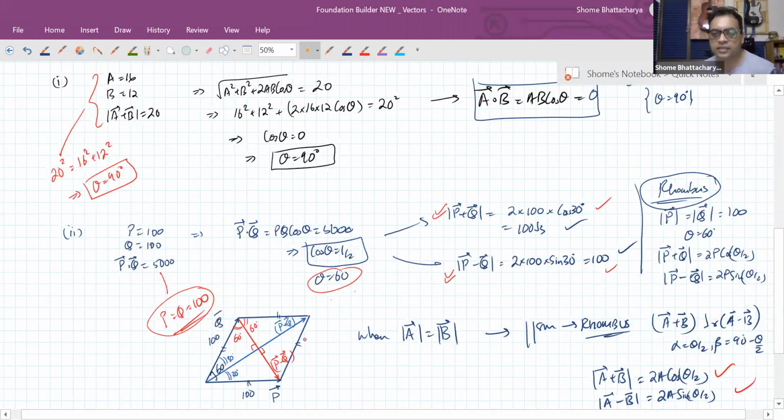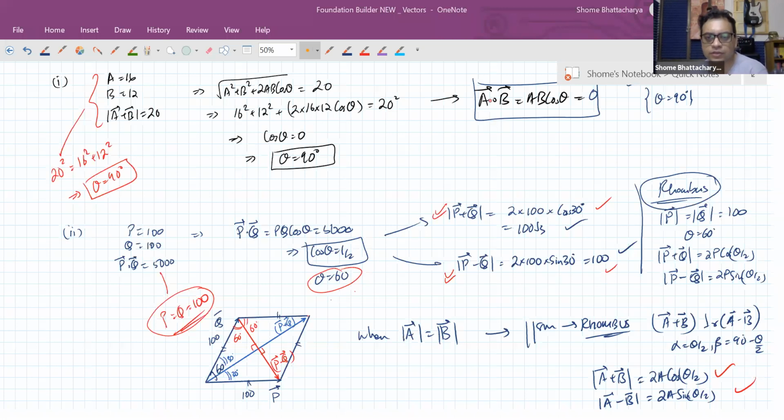The diagonals are cutting it into four congruent right angle triangles, and just using trigonometry in that you can show that the hypotenuse for each of these triangles is 100 and there are 30, 60, 90 triangles. It's very easy to show this. Is it clear, Aditi? Okay, good. So there's a little shortcut.